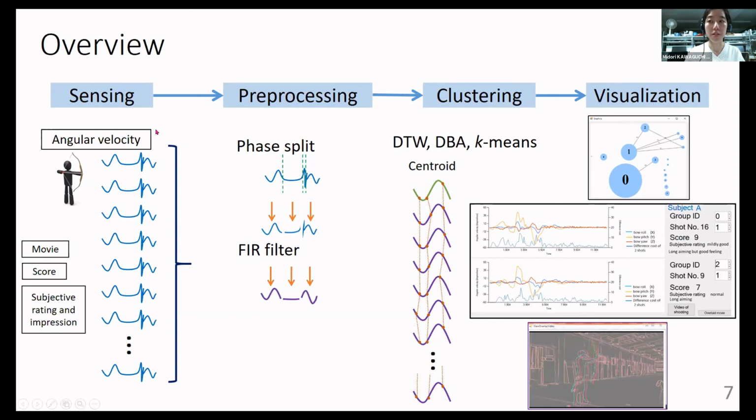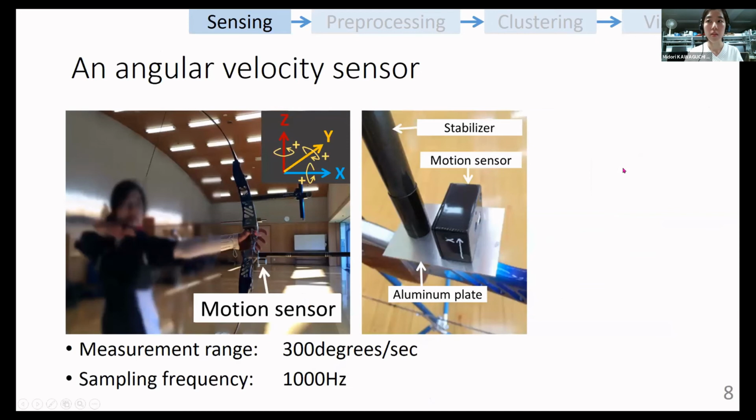Only angular velocity is used for clustering. Videos, scores, and subjective ratings and impressions are also taken and shown in visualization. From the next, I'll explain the system in this order. So let's start from sensing.